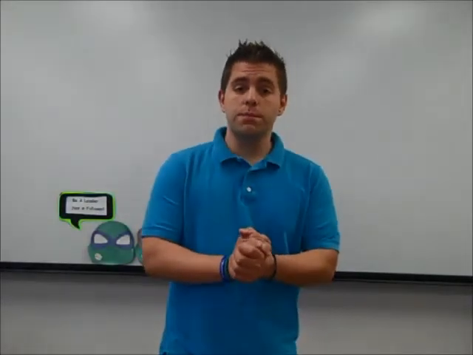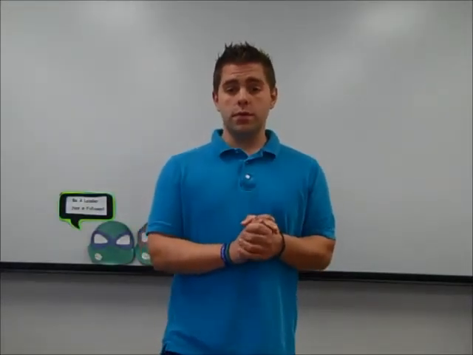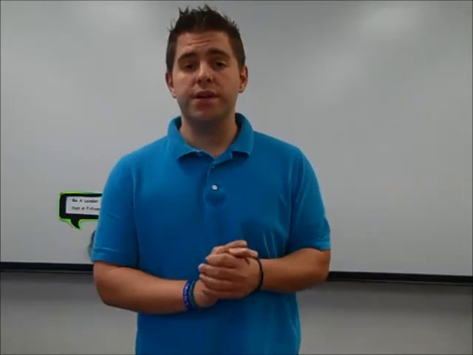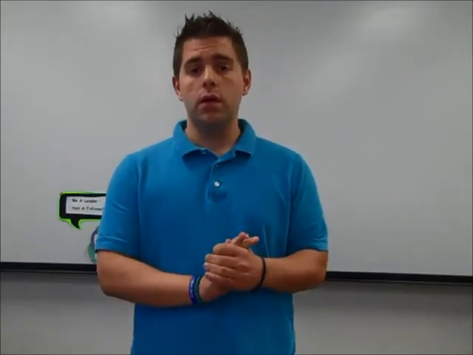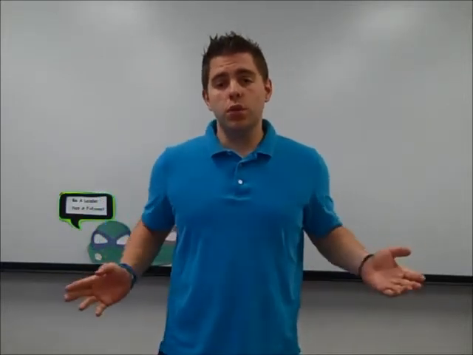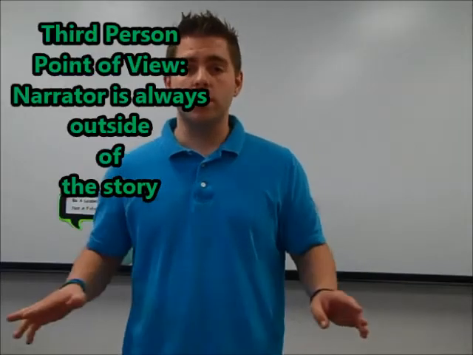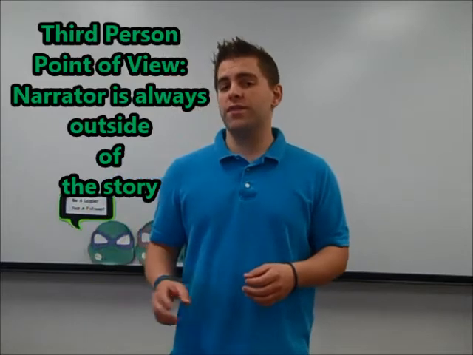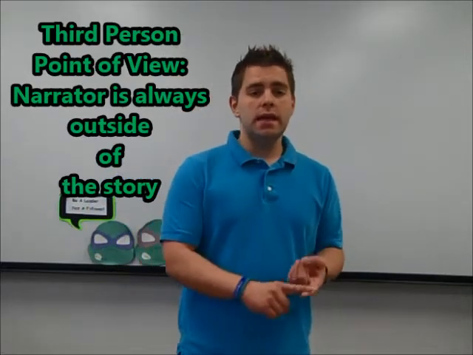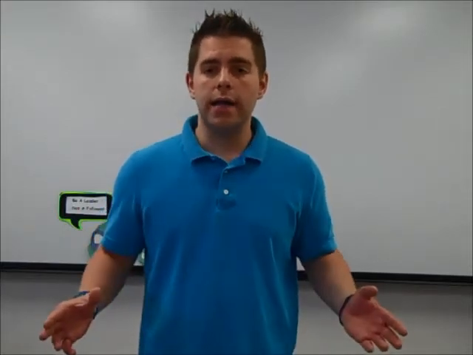Alright, so that was our first main point of view, first person point of view. Now we're going to take a look at one of our three different types of third person point of view. First of all, for a third-person point of view, our narrator is always going to be outside of the story. It is not going to be a character. We're going to be able to identify this by seeing words like he, she, the character's name. It's not going to use the word I at all.